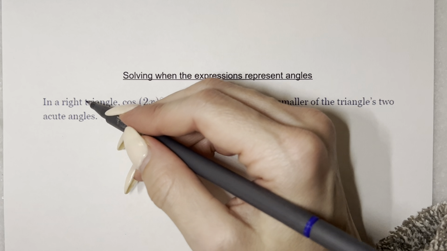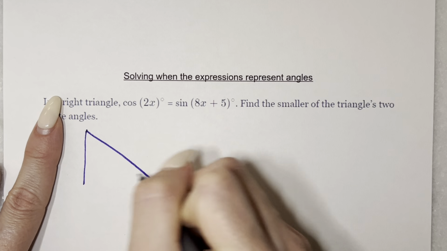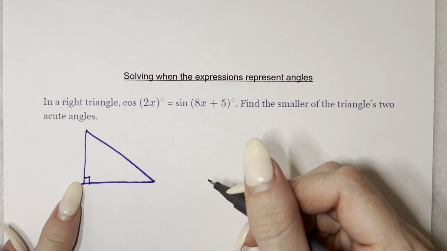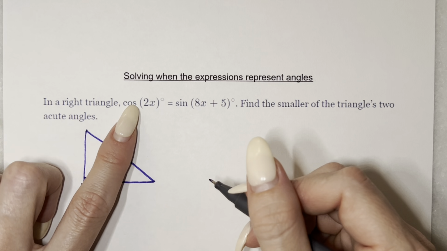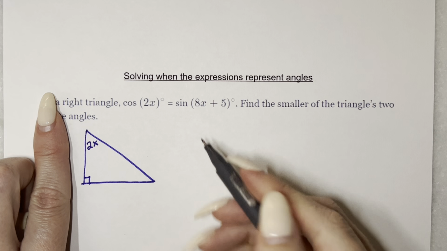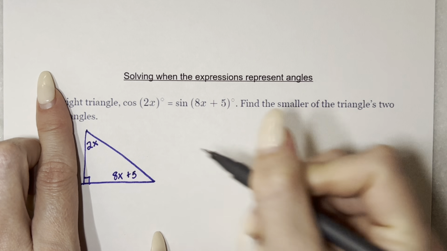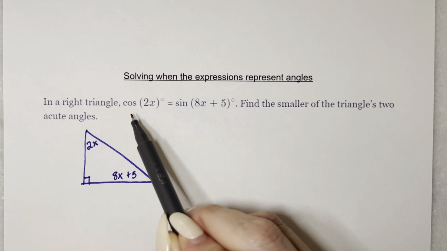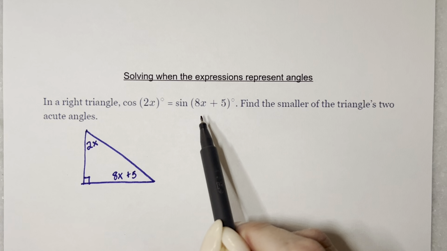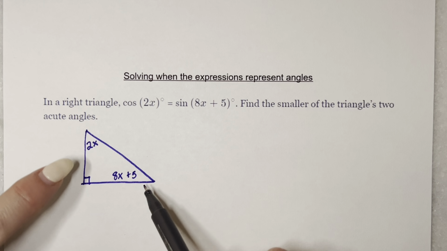So basically what they're saying right here is in a right triangle. So I've got a right triangle. You don't have to draw this picture every time. I'm just going to draw it to show you what we're talking about. So if it's a right triangle, we've got an angle there. And they're telling us that the cosine of 2x, so one of the angles is 2x, and then the other angle is 8x plus 5. Because if the cosine of an angle is equal to the sine of the other angle, that means those two angles must represent the two acute angles in a right triangle.